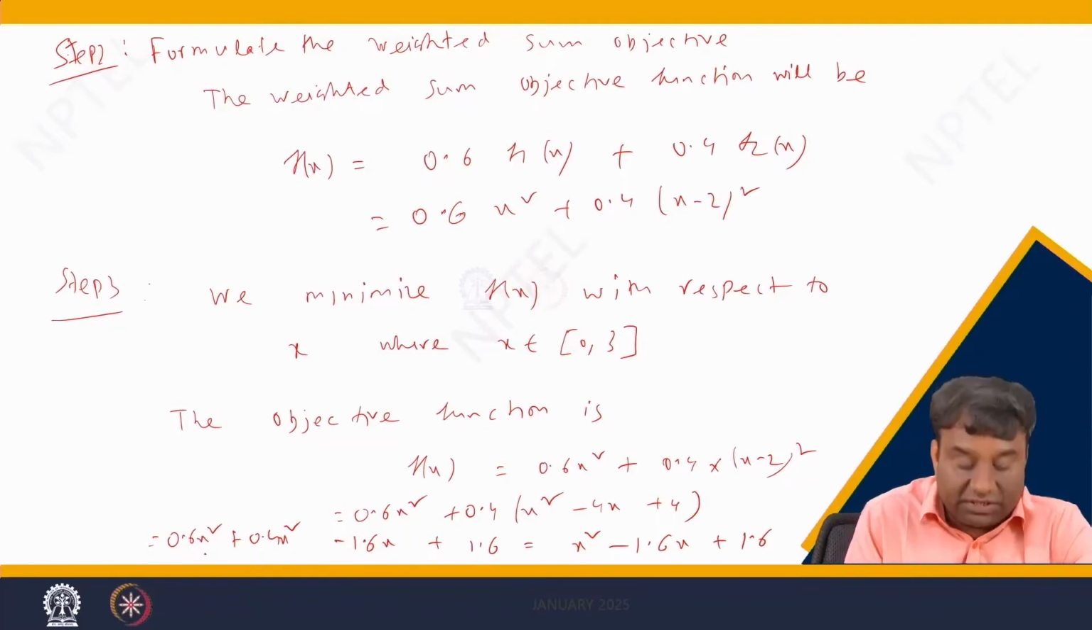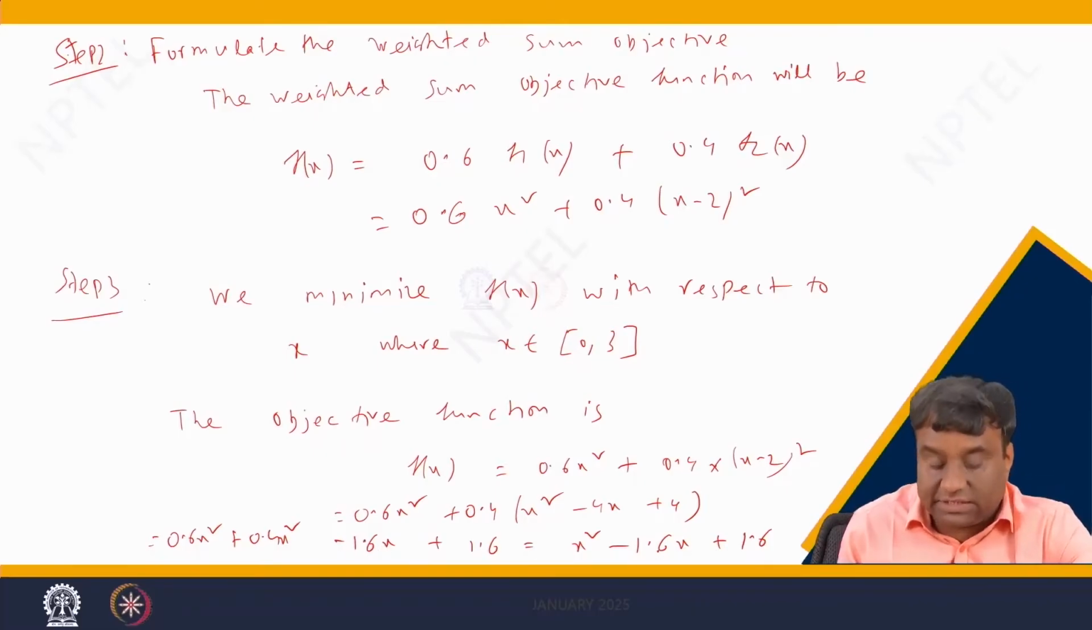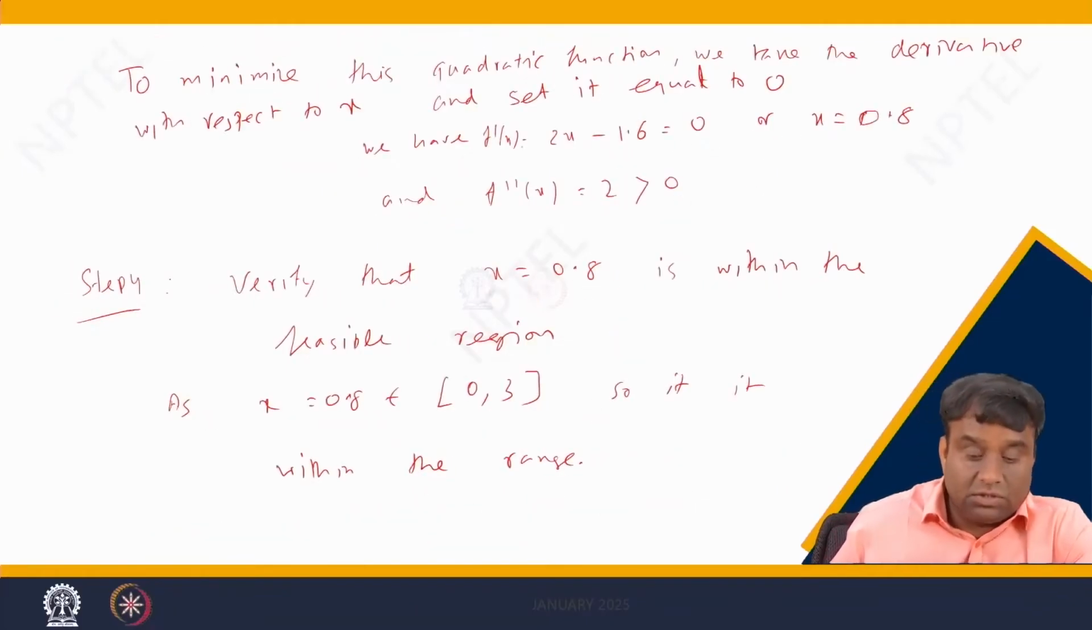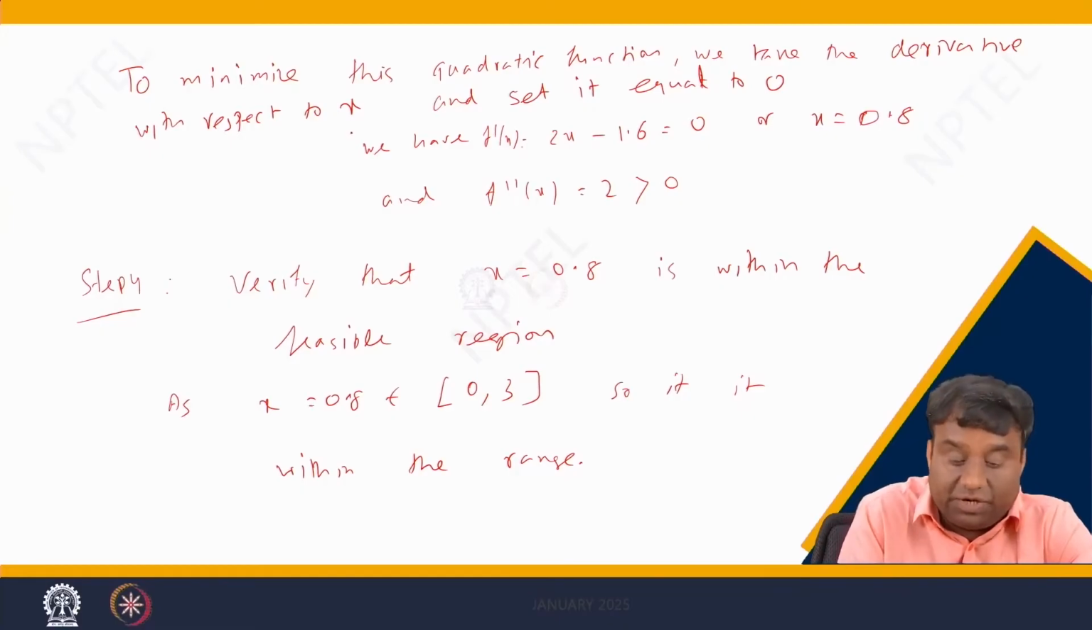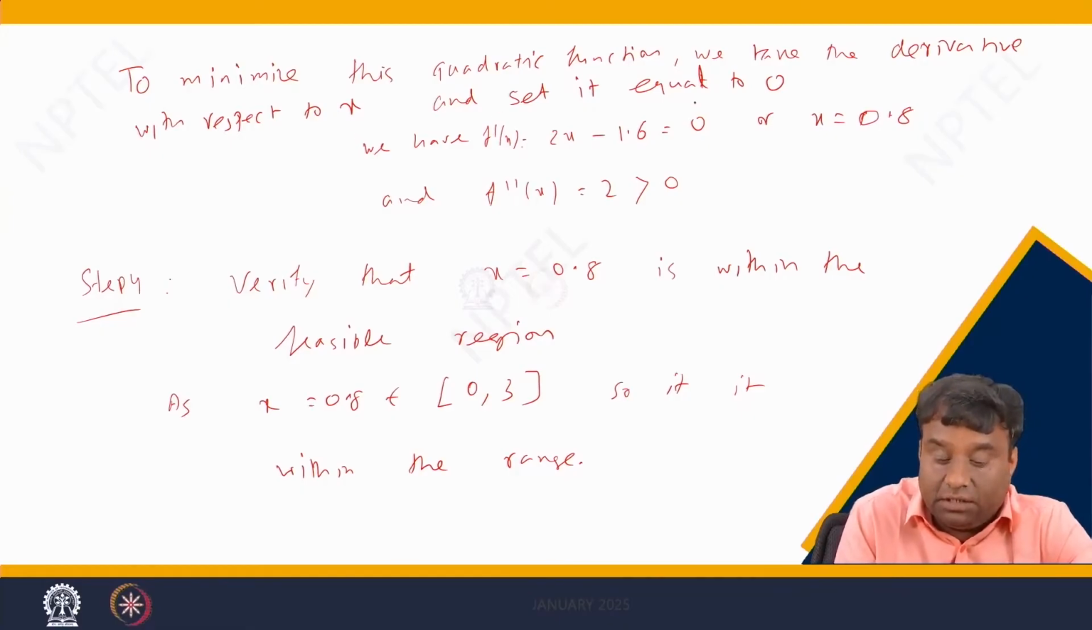That is 0.6x² + 0.4x² − 1.6x + 1.6. So that is x² − 1.6x + 1.6. So now our aim is to minimize this quadratic function. We have to take the derivative. So we need to take the derivative with respect to x and set it equal to 0.